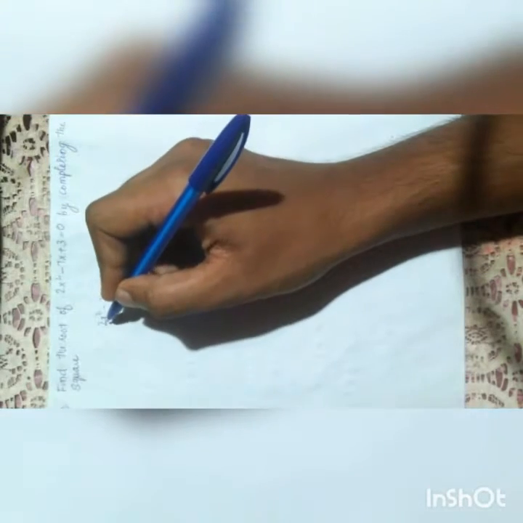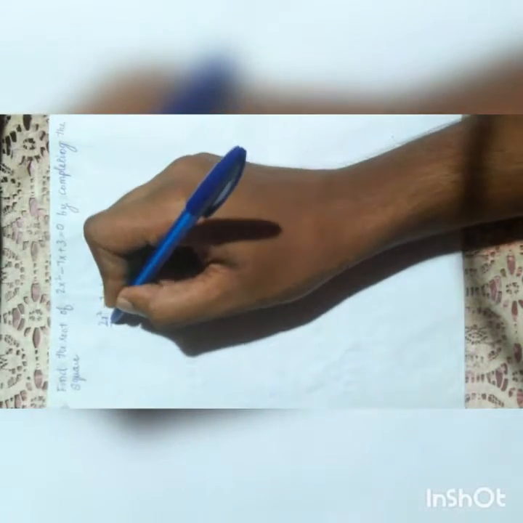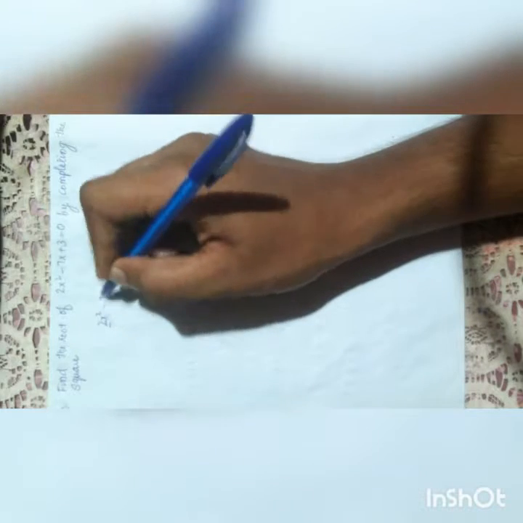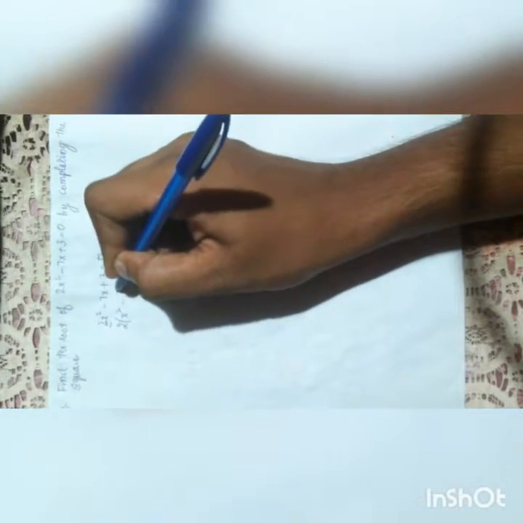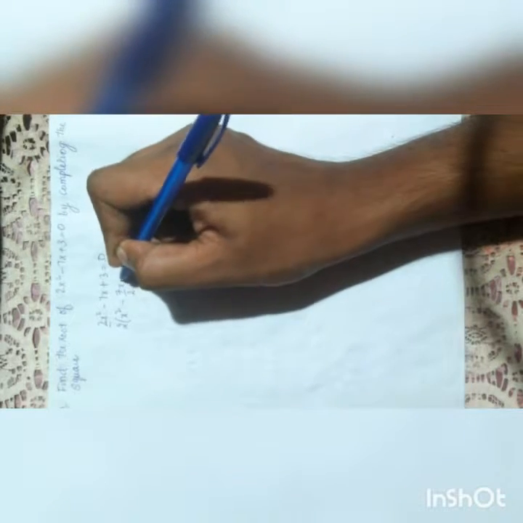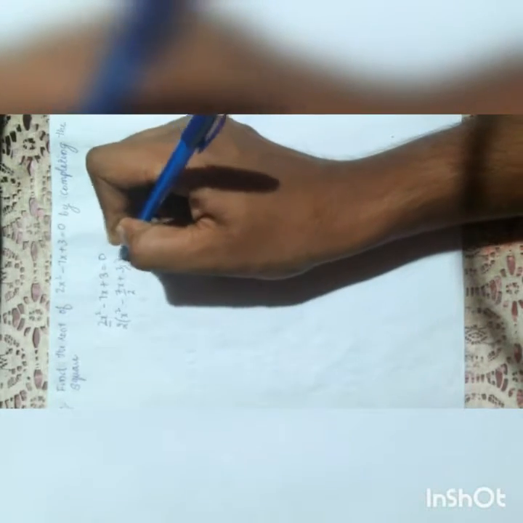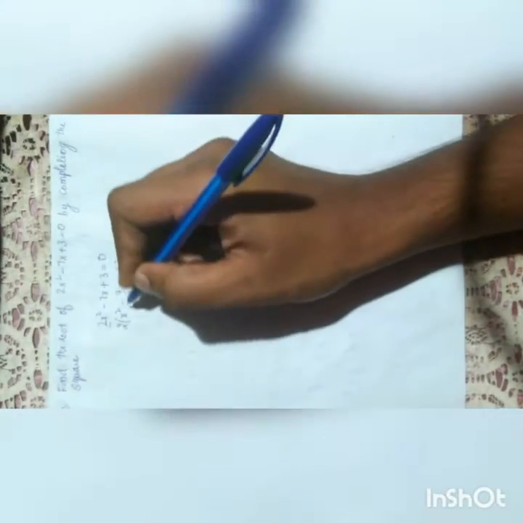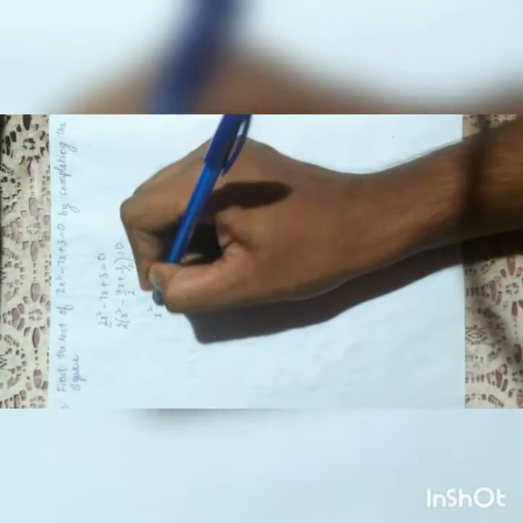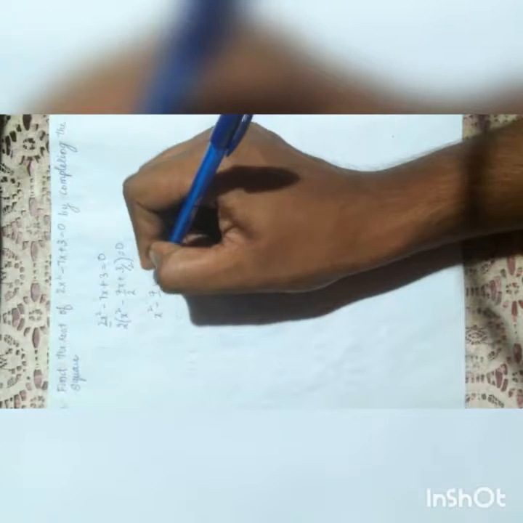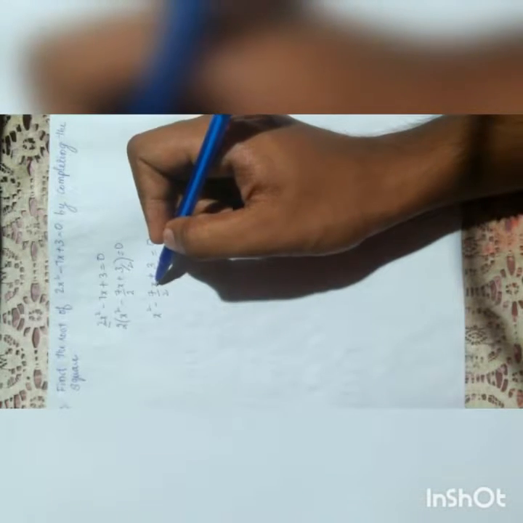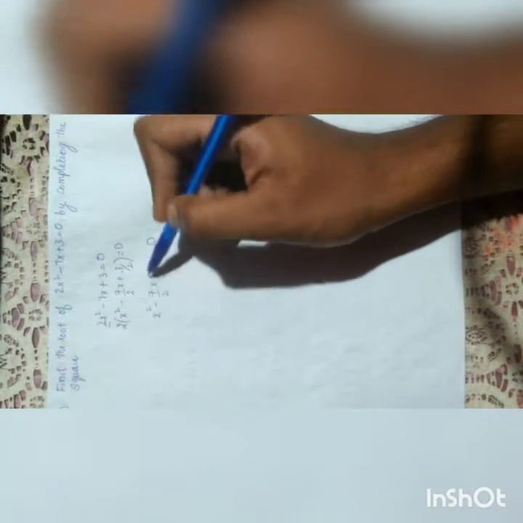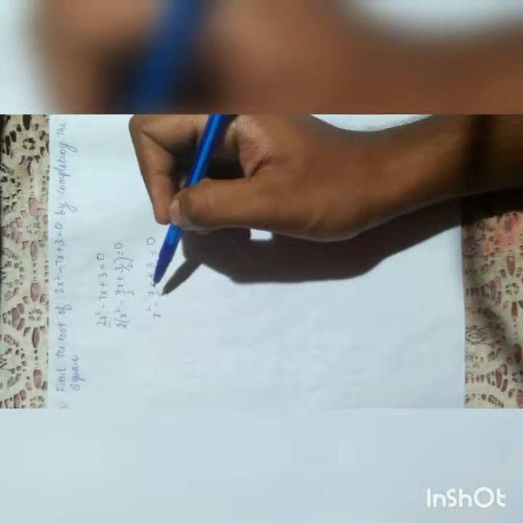So first we need to take the constant of x² common. So we'll take 2 common. So it's left with x² − (7/2)x + 3/2 = 0. So our new quadratic equation is x² − (7/2)x + 3/2 = 0. We can see that this quadratic equation is similar to this if we take the LCM of this quadratic equation.